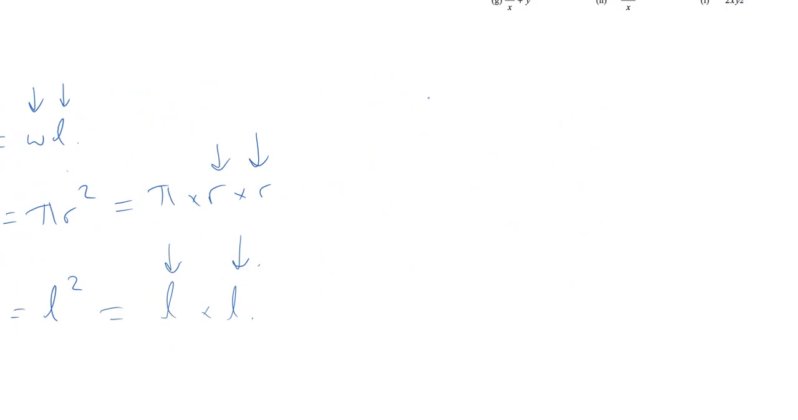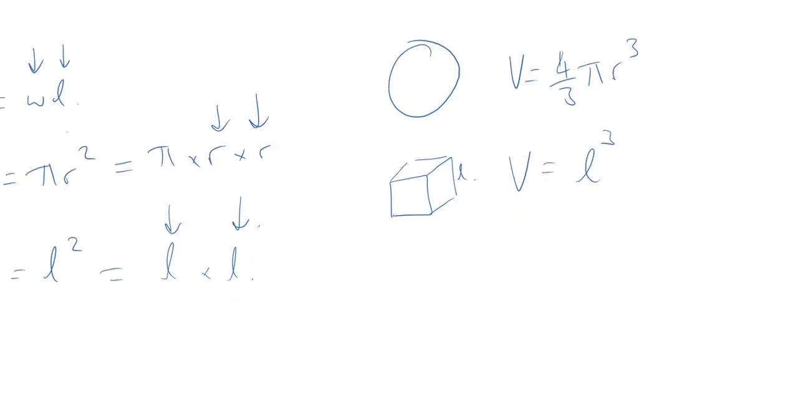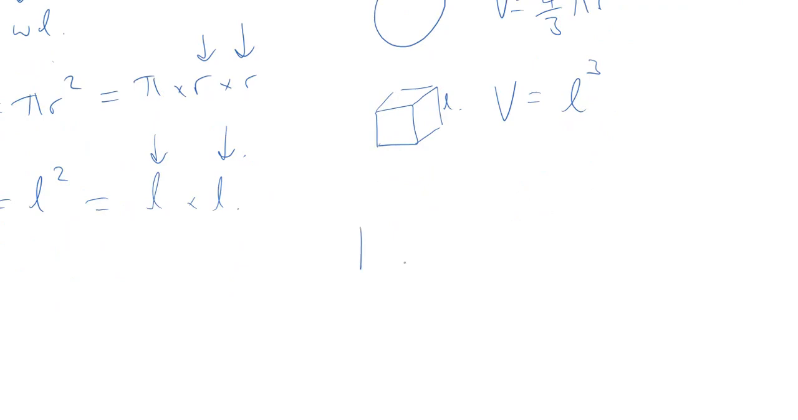Well, if we have a sphere, then the volume of a sphere is 4/3 pi r cubed, right? If I have a cube of length L, then the volume is going to be L cubed. If I have a cuboid like this, and we have length times, I don't know, width times height, then the volume is LHW, right?